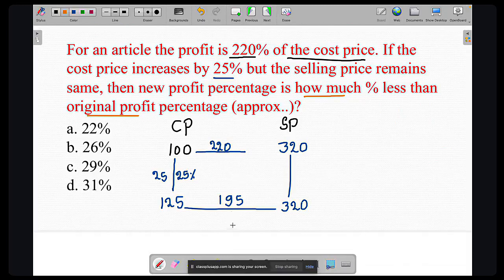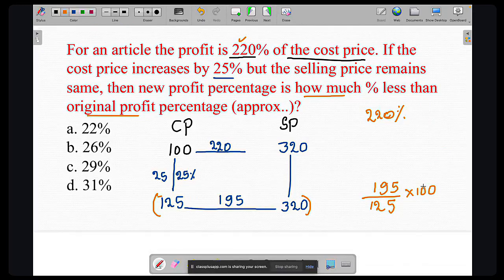But they're asking this: the new profit percentage is how much percentage less than the original profit. Already we know this is 220%. We don't want to compare. Previously it is 220%. This we don't want to calculate. Now tell me what is the profit. That only I am asking. So now the profit is 195 on 125. Yes or no? Now profit percentage. Is it clear?